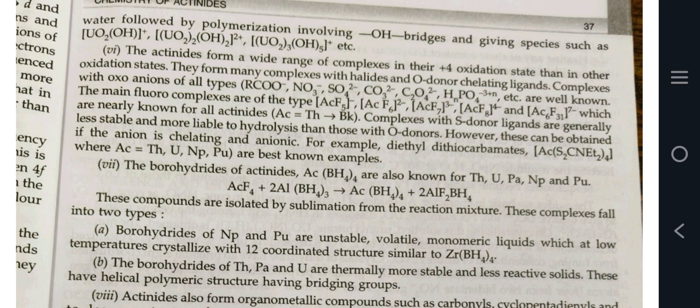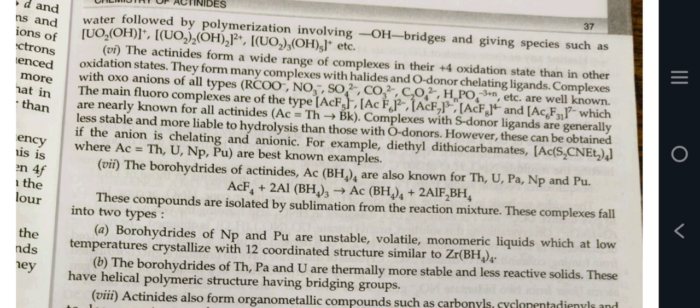Seventh, the borohydrides of actinides, Ac(BH4)4, are also known for thorium, uranium, neptunium, and plutonium. AcF4 plus 2 Al(BH4)3 gives Ac(BH4)4 plus 2 AlF2BH4. These compounds are isolated by sublimation from the reaction mixture.